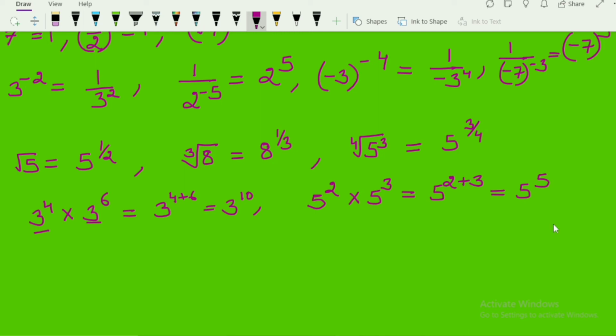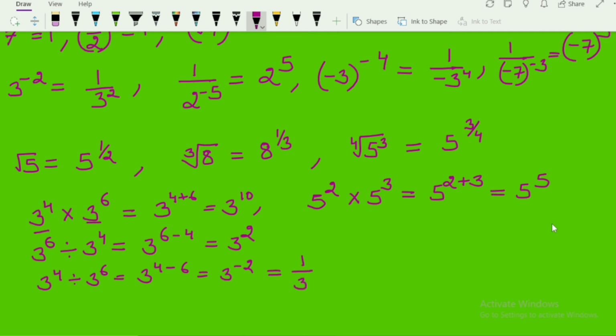What about division? Now the same numbers, I am taking the same numbers to show you. 3 to the power 6 divided by 3 to the power 4 will be equal to 3 to the power 6 minus 4, which is 3 to the power 2. If it was like this, 3 to the power 4 divided by 3 to the power 6, then we would write 3 to the power 4 minus 6, which equals 3 to the power minus 2, which can also be written as 1 upon 3 square.